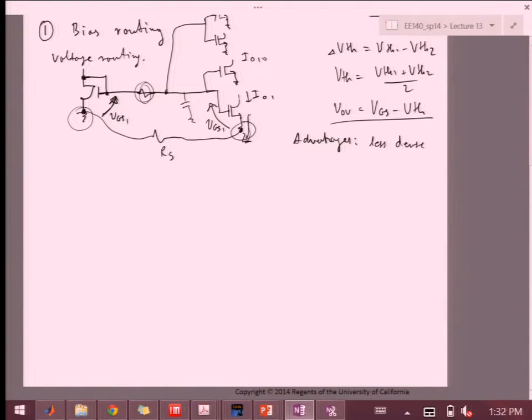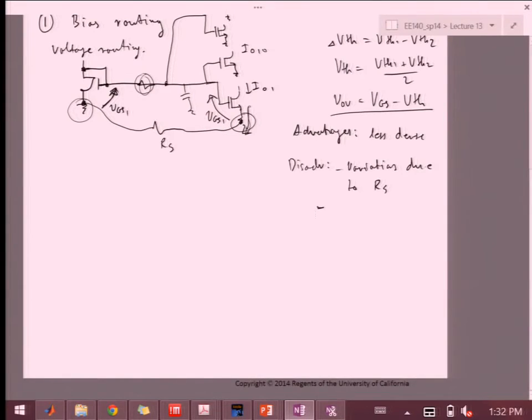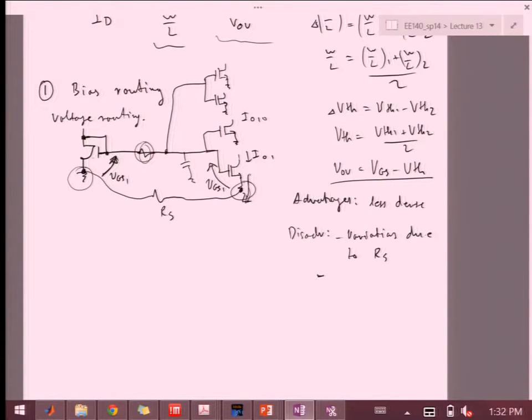Less dense, right? So can route more wires. And disadvantages will be variation due to RS. The other thing will be that obviously this transistor that's on one end of the chip and this transistor that is all the way on the other end of the chip, if I'm doing global routing, will be different. The geometries will be different, film thicknesses slightly, not to mention the random dopant fluctuations. But these two systematic things will sort of impact you.